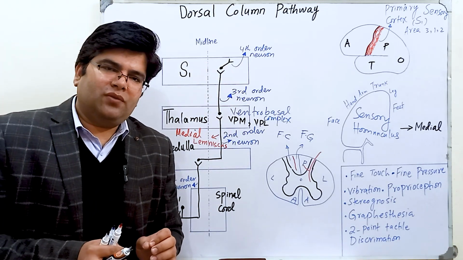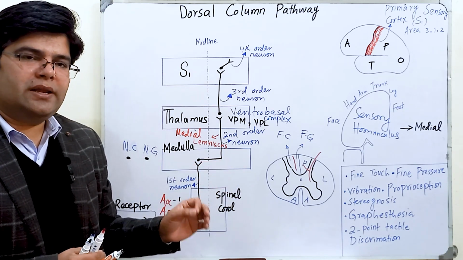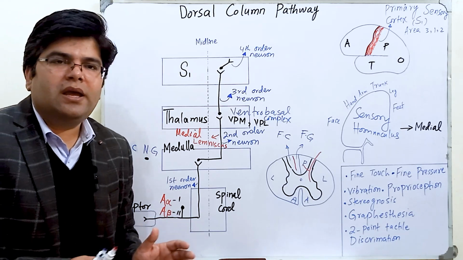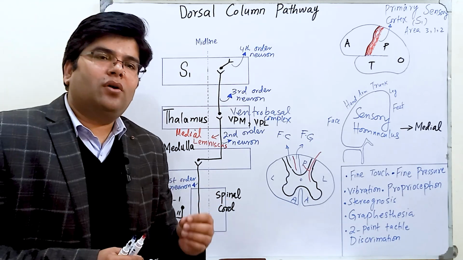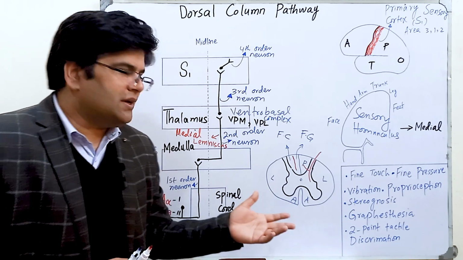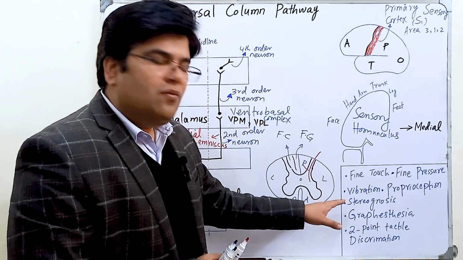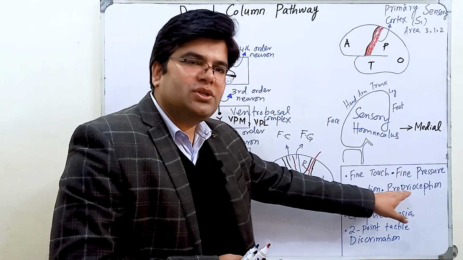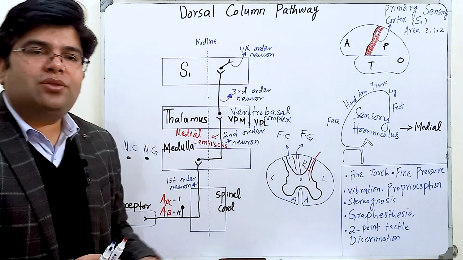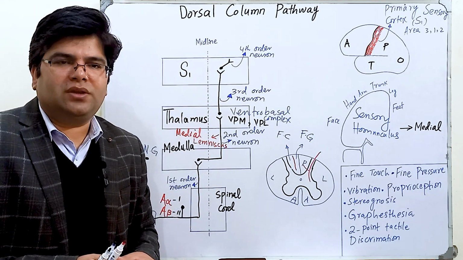In the dorsal column pathway, those sensations are carried which are carried at a faster speed, between 30 to 120 meters per second, which are better localized and for which fine changes in intensity can be detected. The sensations carried in this pathway are fine touch, fine pressure, vibration, the sense of position or proprioception, stereognosis, graphesthesia, two-point tactile discrimination, and throughout this pathway there is a somatotopic organization of the information.